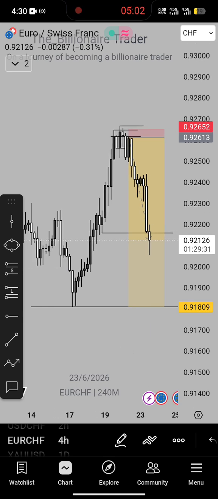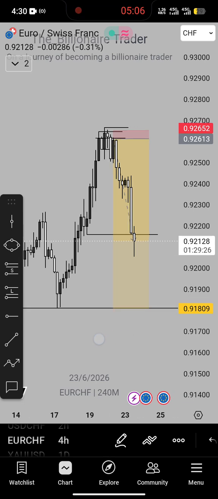This is how I normally do my analysis, starting from weekly, daily, 4 hours. Sometimes I take it to 1 hour time frame for confirmation. I don't take any trade without having a confirmation. This is a confirmation that shows us that we are going to sell.